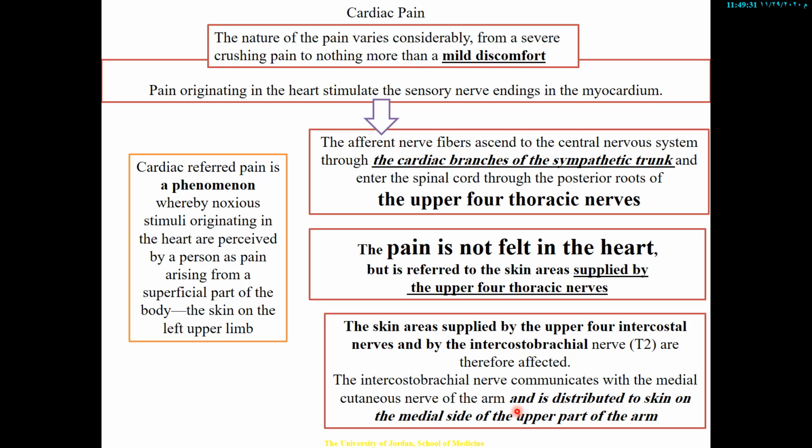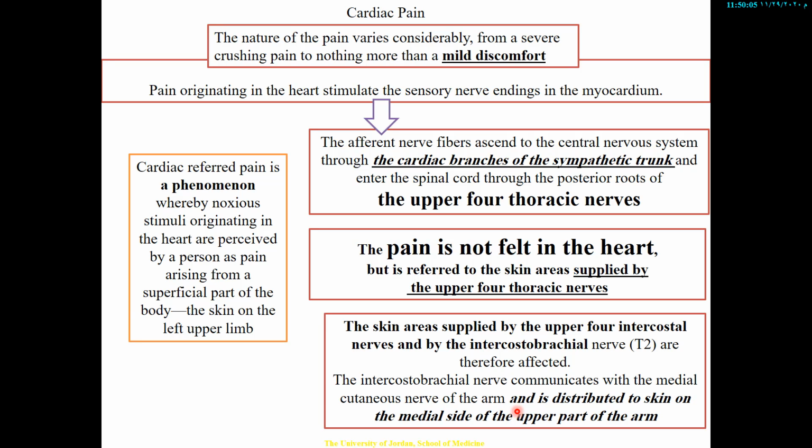So that's why there is a communication between T2, represented by the intercostobrachial nerve, and the medial cutaneous nerve of the arm, and therefore your brain, or the patient's brain, may take this as a pain coming from the left side of the arm, not a pain coming from the heart itself.